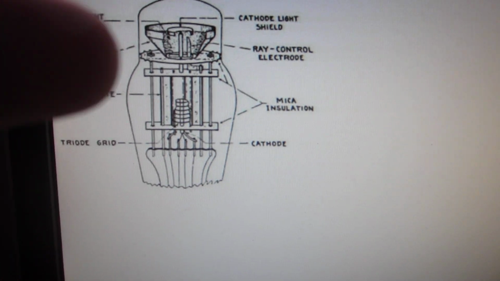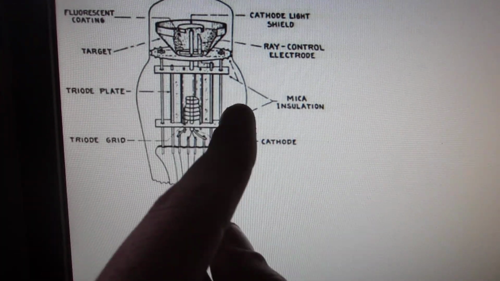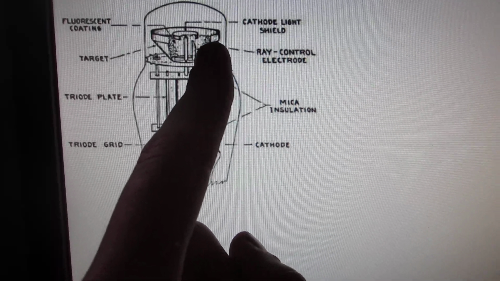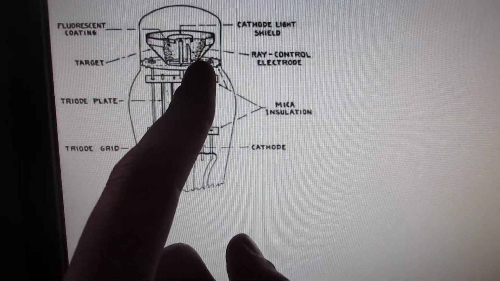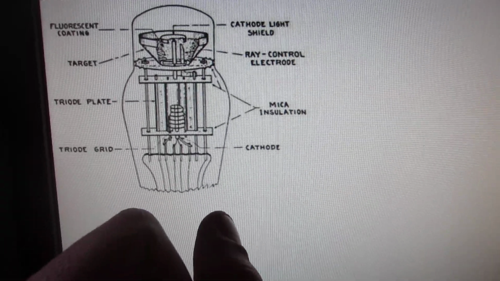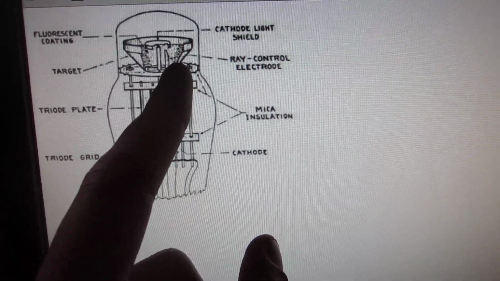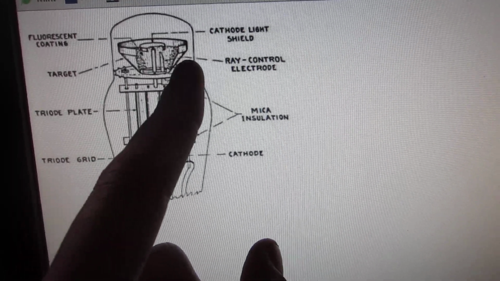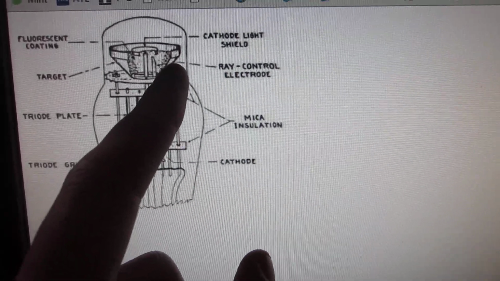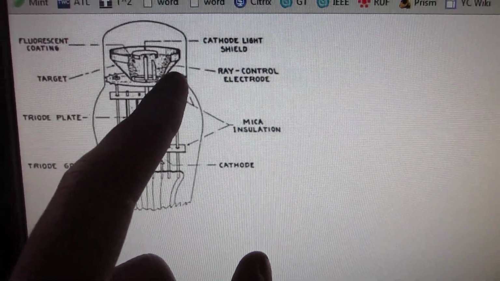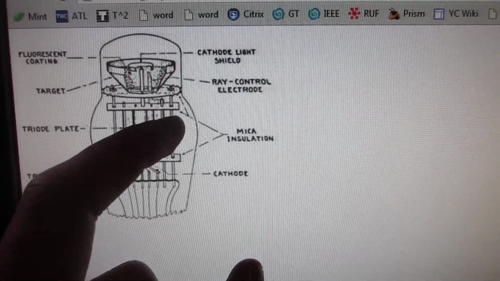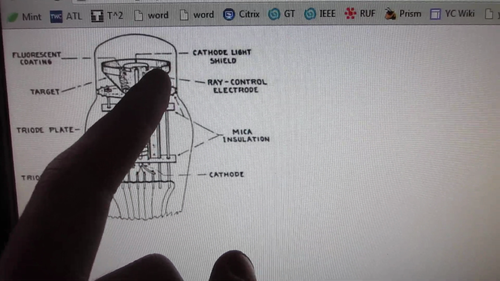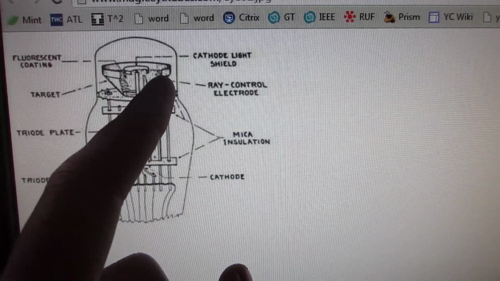So this little electrode right here is what actually controls the width of that shadow. And so as it gets more and more negative, then it repels electrons that are being fired at the surface, and so there's a shadow there because they can't hit. And then as it gets more positive, or I guess less negative, then the electrons will be able to hit that part of the display and light it up.